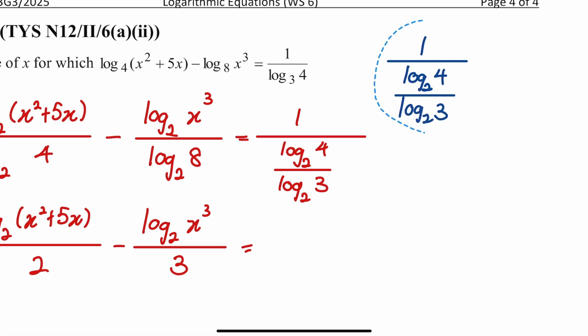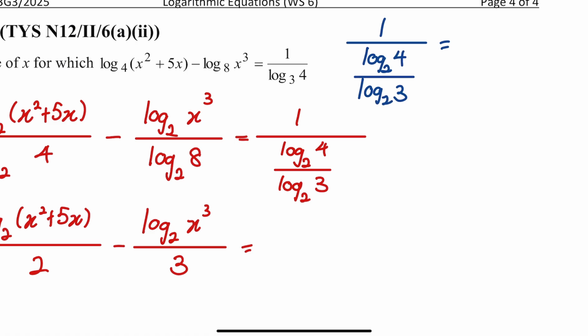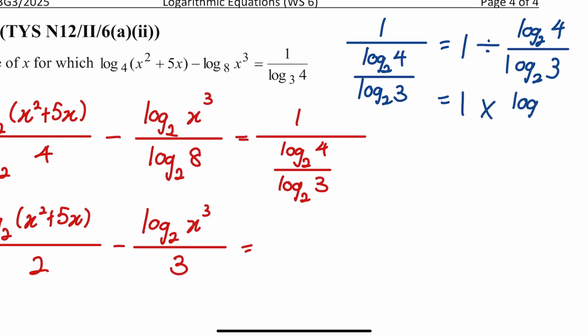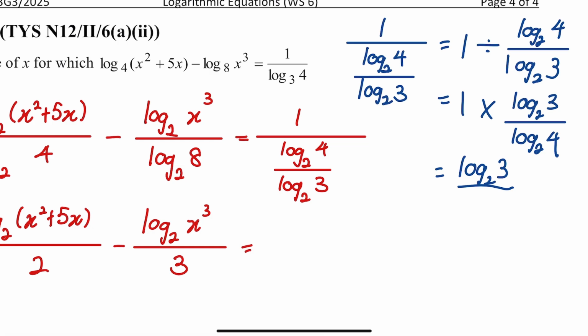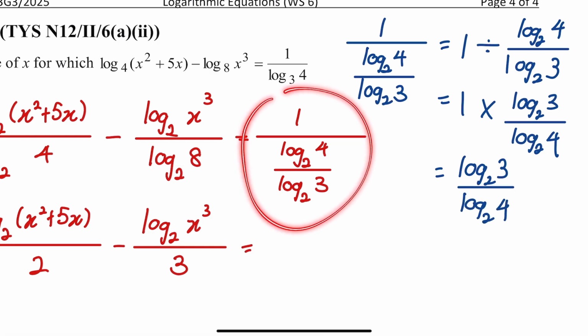You can see this as simply 1 divided by log base 2, 4 over log base 2, 3. Okay, and what you learn in primary school, when you see a divide sign, you can use KCF: keep, change, flip. So this is 1 times log base 2, 3 over log base 2, 4. And therefore, this entire expression here is simply the same as log base 2, 3 over log base 2, 4. Okay, I hope you can see how I get from here. This is the same as this.